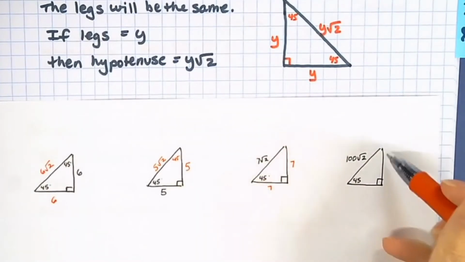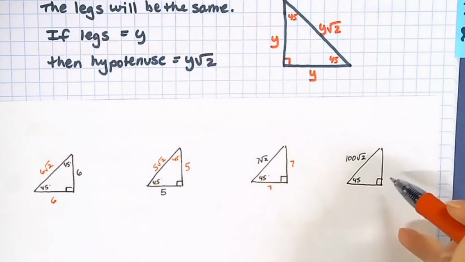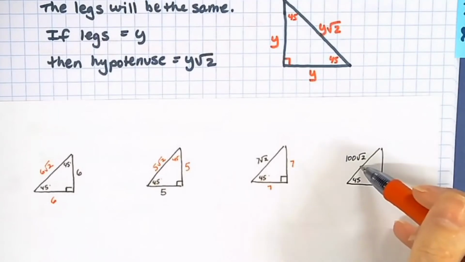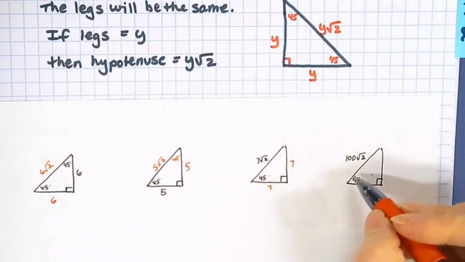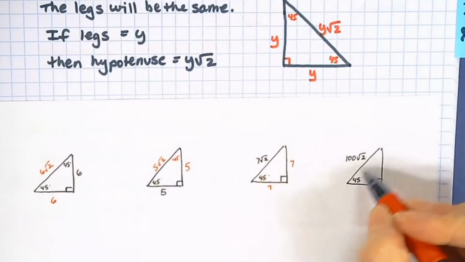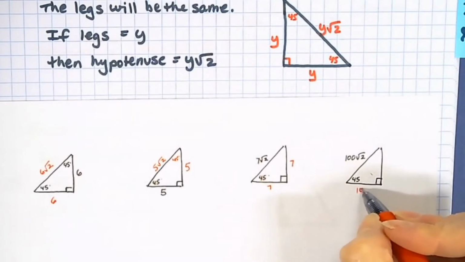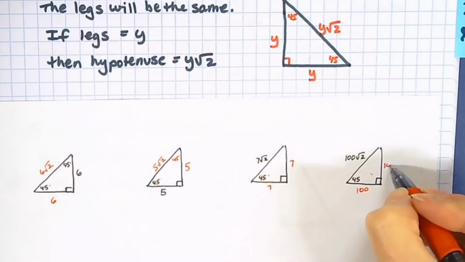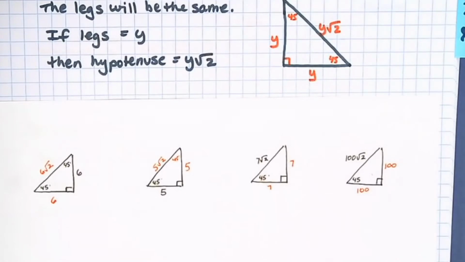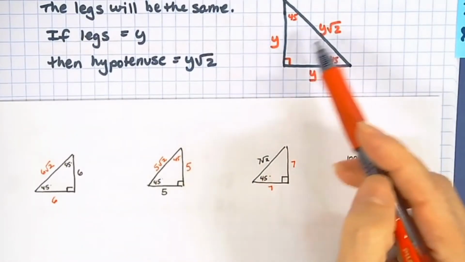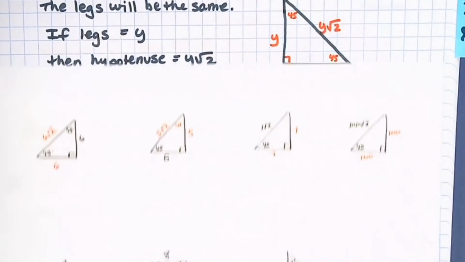Again, here's my 45-45-90. Here's my right angle. The side opposite, the hypotenuse, is 100 root 2. Don't be scared by the big numbers. 100 times root 2 is just leg times root 2. So each of the legs in this isosceles right triangle must both be 100. Now, you have this pattern rule written down somewhere because I'm going to cover it up as I show you more practice problems.